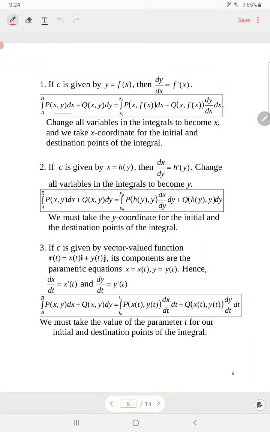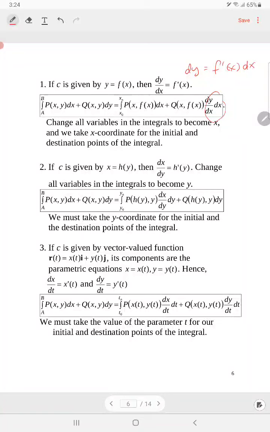So here we have P(x,y), so that y there must be replaced by f(x). And here we have Q(x,y), this y also must be replaced by f(x). dx remains as it is, but dy must be replaced in terms of dx. So dy here must be replaced by f'(x) dx. Then everything would be in terms of x. So everything now will be in terms of x.